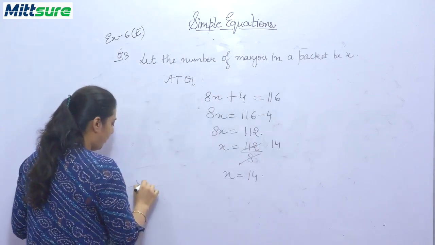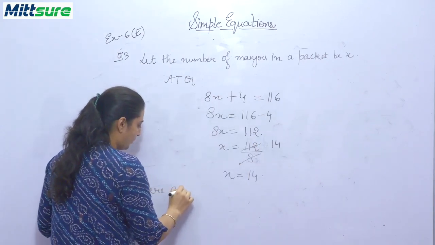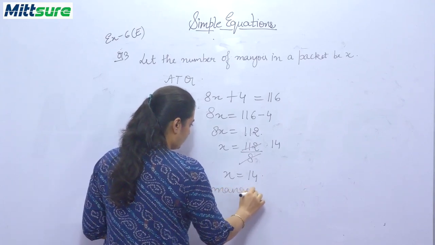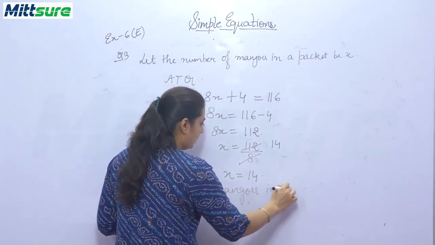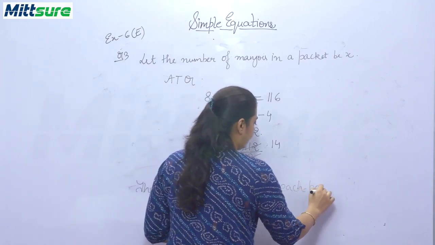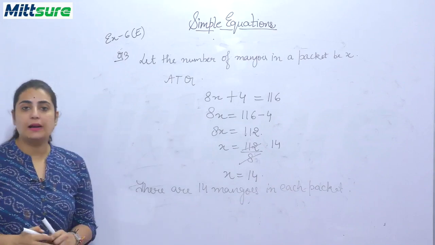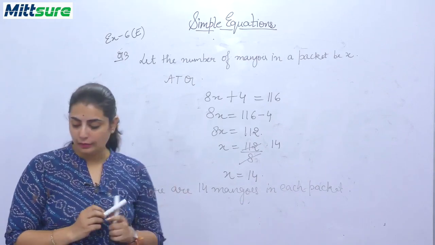Now there are 14 mangoes in each packet, right? In each packet there are 14 mangoes.